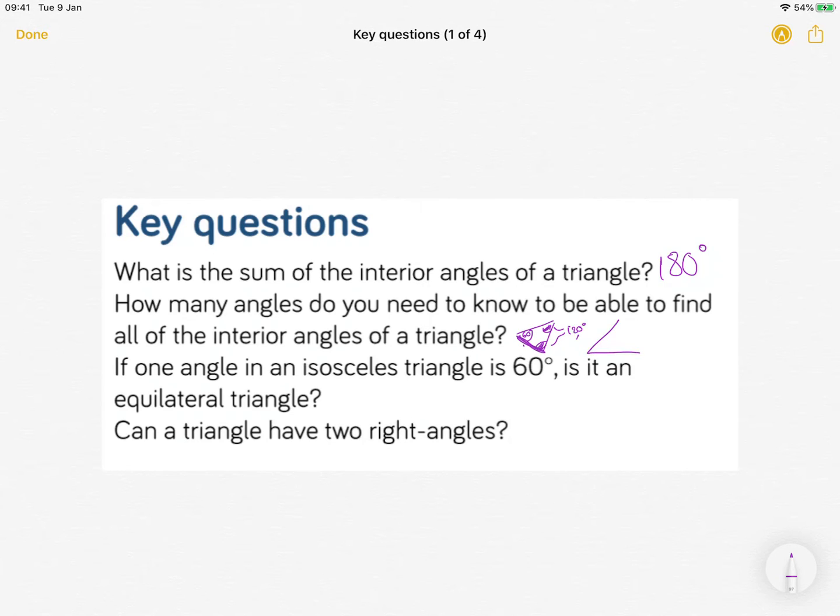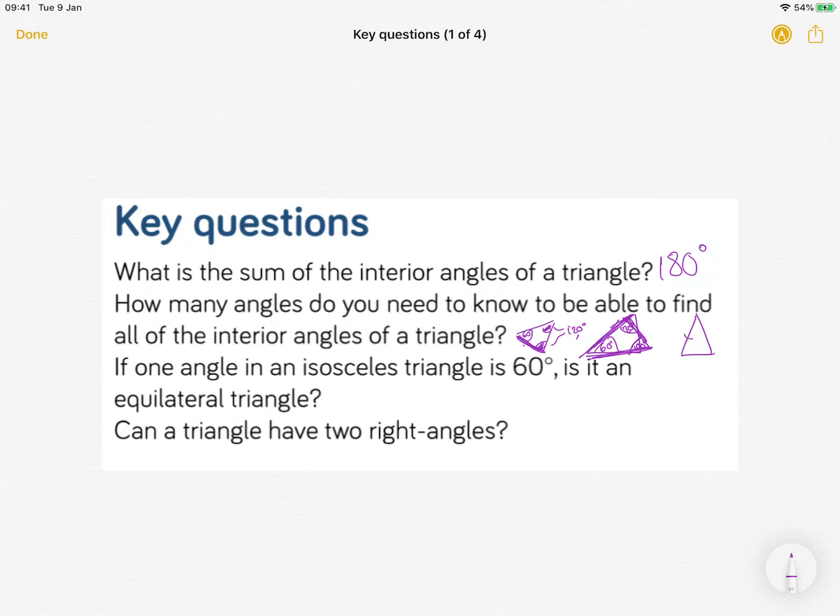So if it was a scalene, that looks a bit like a right angle. Let's try and make it a bit different. If it was a scalene, then I'd need to know two angles. So I'd need to know that maybe that's 60 and that's 20, for example. And then I could say that that's 100. So I need to know at least two in a scalene.